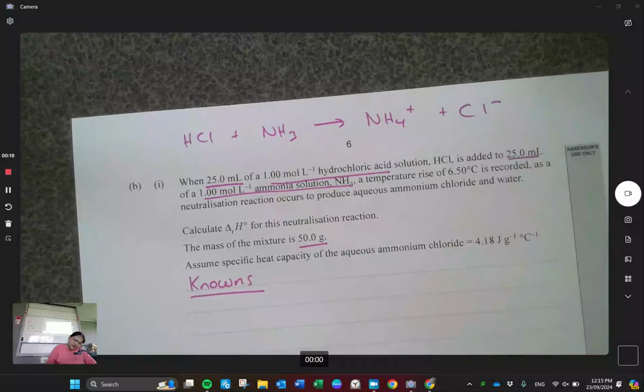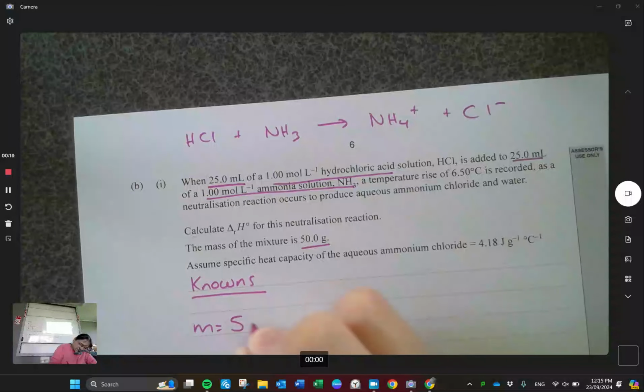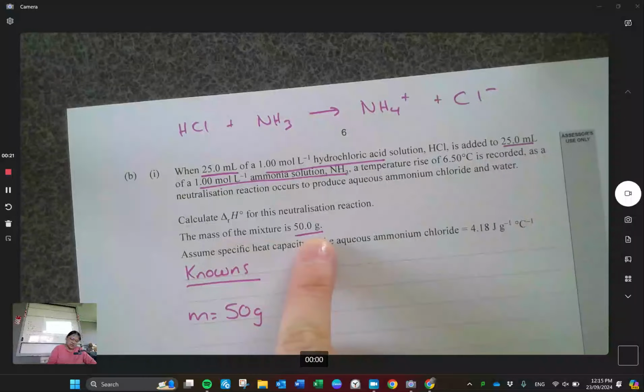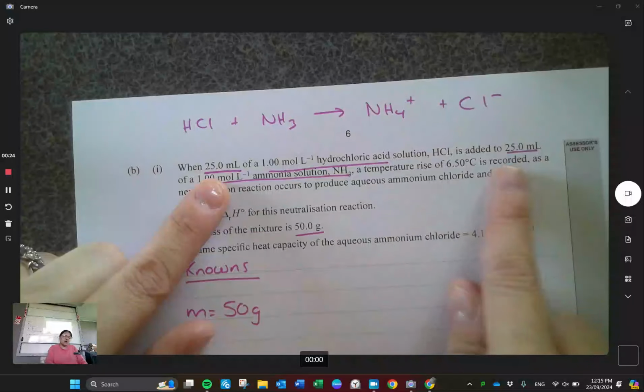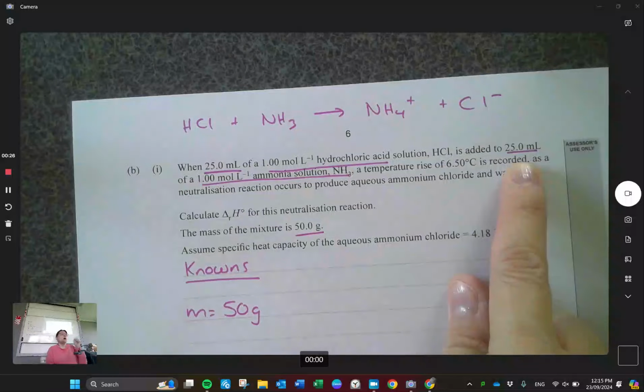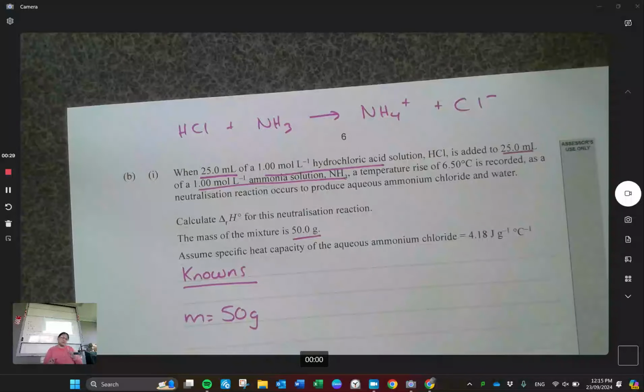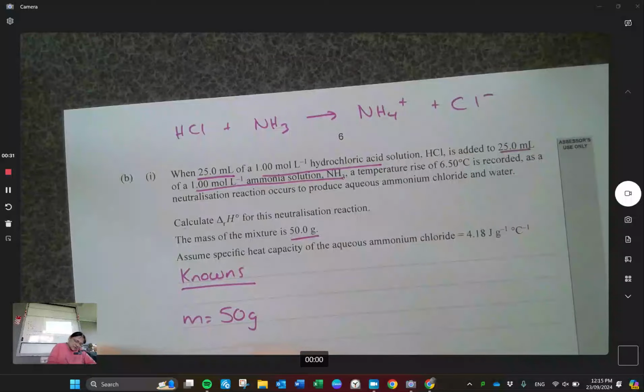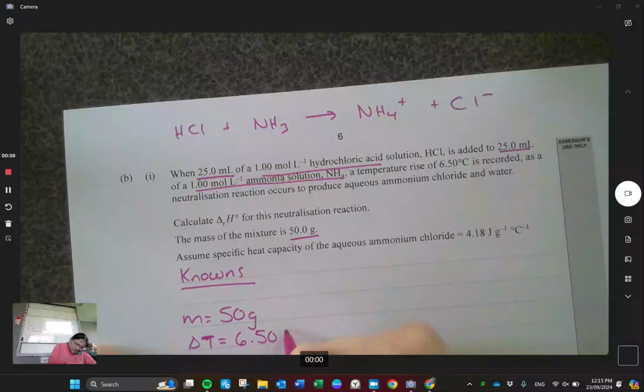We know that the mass is 50 grams, and we know this because we see the mixture mass is 50. Also, if I do 25 plus 25, that's 50. Remember, 1 milliliter of solution is equal to 1 gram. So that's why. All right, I also have the change in temperature. I have delta T is equal to 6.5, and that's a positive number because the temperature has increased, degrees Celsius. I also have my heat capacity for water, joules per gram per degrees Celsius, and cool.